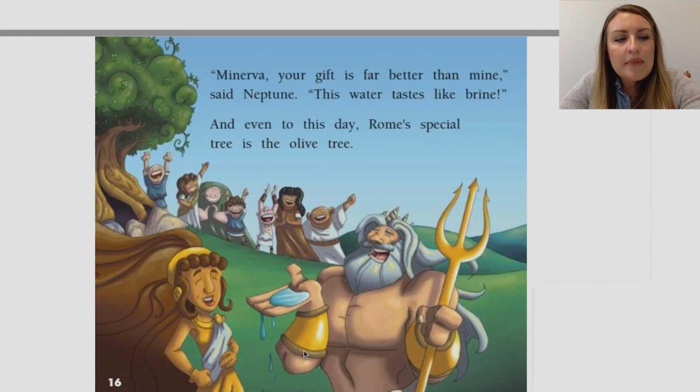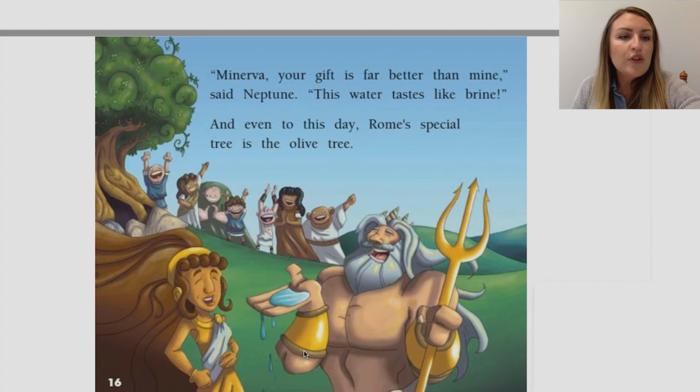When we talked about the myths at the beginning of our lesson, we said that one characteristic of a myth was that plots usually explain why things are the way they are in nature. Now, this last sentence on this page says, and even to this day, Rome's special tree is the olive tree. This myth explains why Rome's special tree is an olive tree because Minerva and Neptune drew the town's attention. Now we're going to add some final notes really quickly. Let's think. Neptune agreed that Minerva's gift was better, and we learned that this is the reason that Rome's special tree is an olive tree.